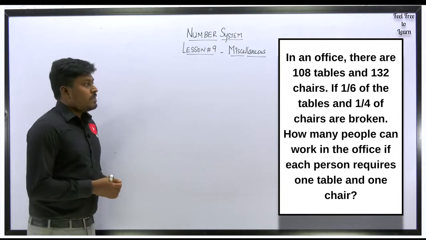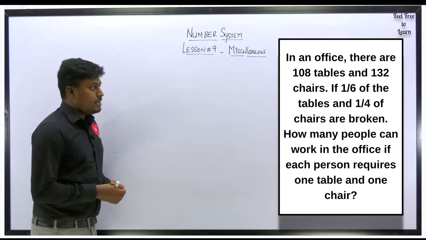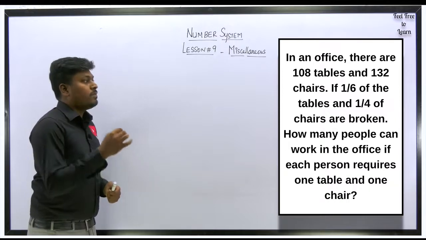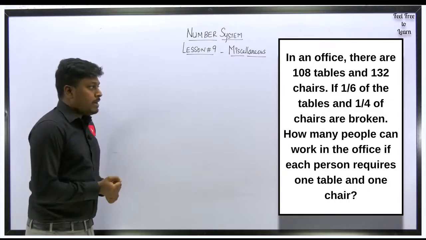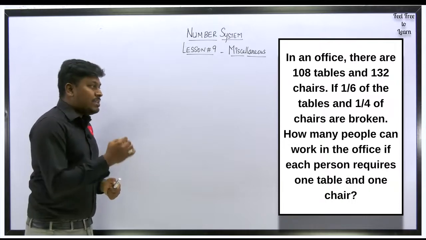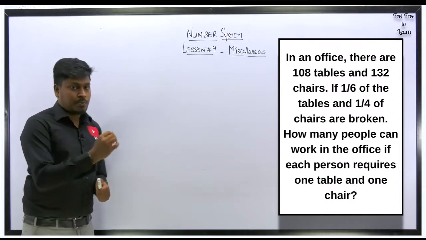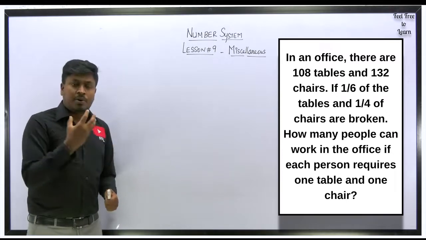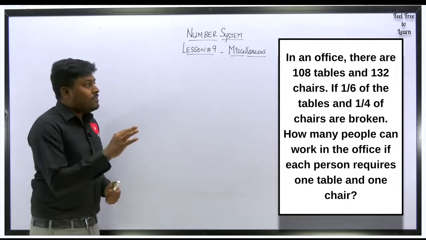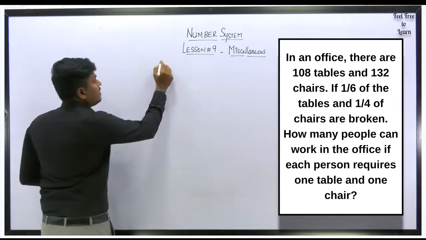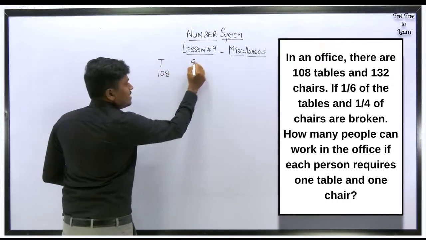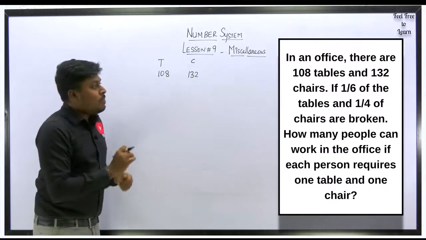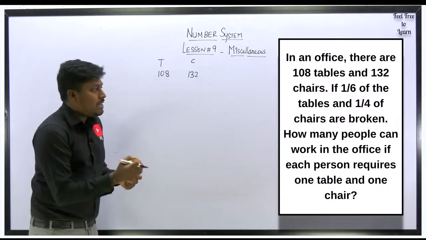Question number 2. In an office there are 108 tables and 132 chairs. If 1/6 of the tables and 1/4 of the chairs are broken, how many people can work in the office if each person requires 1 table and 1 chair? So friends, listen here. First try to understand the question properly. In an office there are 108 tables and 132 chairs in total. Out of these 108 tables, 1/6 of the tables are broken.